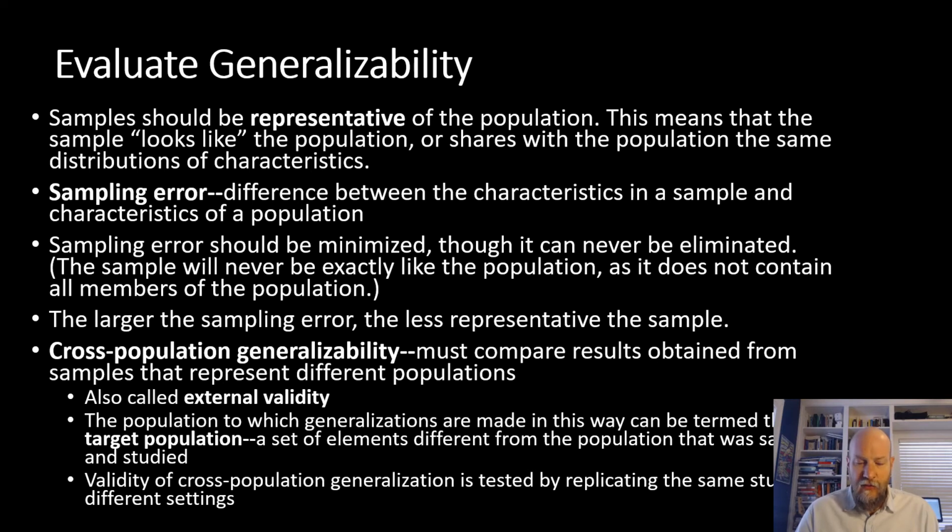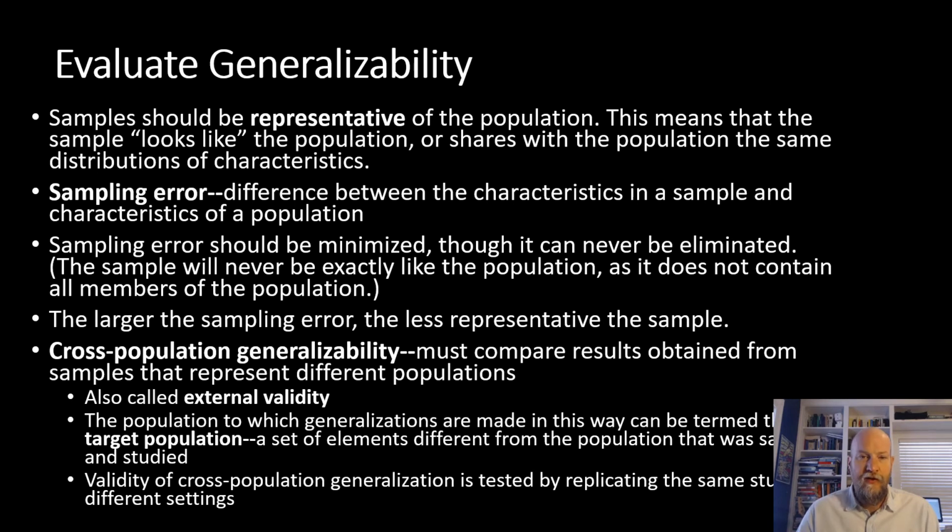In this case, what we're looking at is what we call sampling error, and this is the difference between the characteristics in the sample and the characteristics of the population. Going back to that previous figure, the unrepresentative sample on the right has a lot of sampling error, right? And it just happens sometimes randomly. We try to minimize sampling error as much as we can, but it can never be entirely eliminated. There is always going to be some degree.